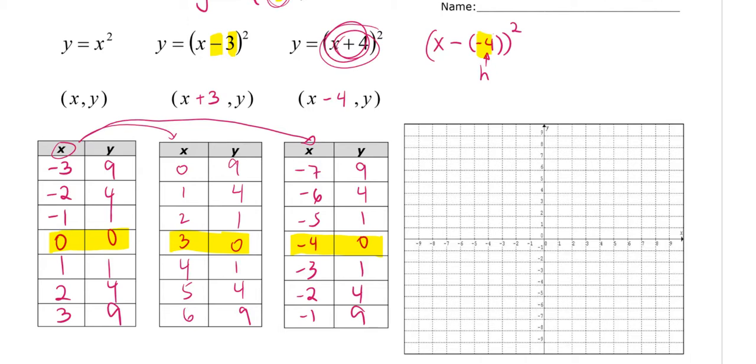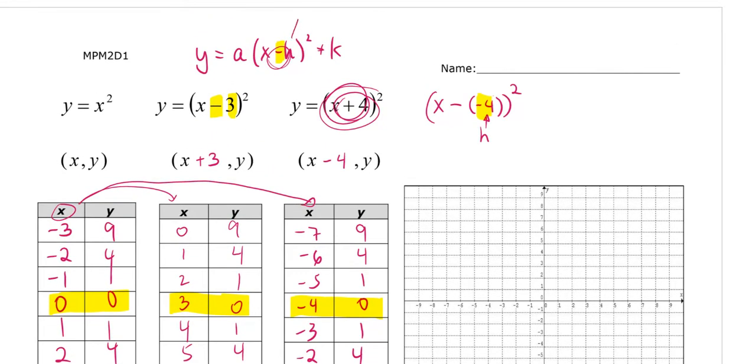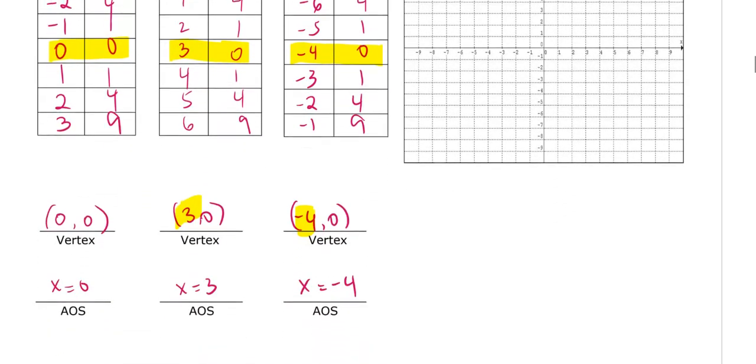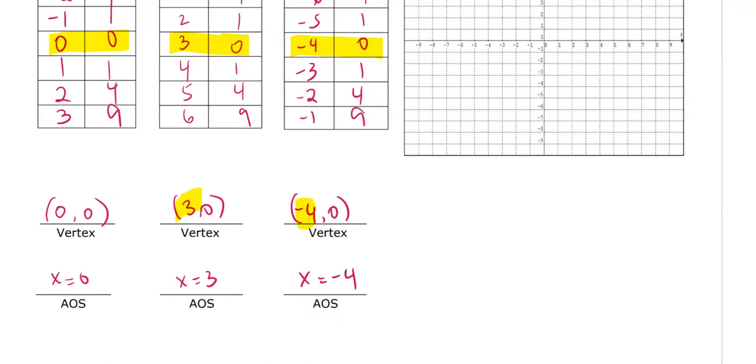H is not minus 3. It's going to be positive 3, right? So what value of H goes in here? Well, H would have to be positive 3. And here, this has to be a negative 4. It's the only way you get x minus negative 4 to get x plus 4. So h is negative 4. So that matches exactly with the h in the vertex.